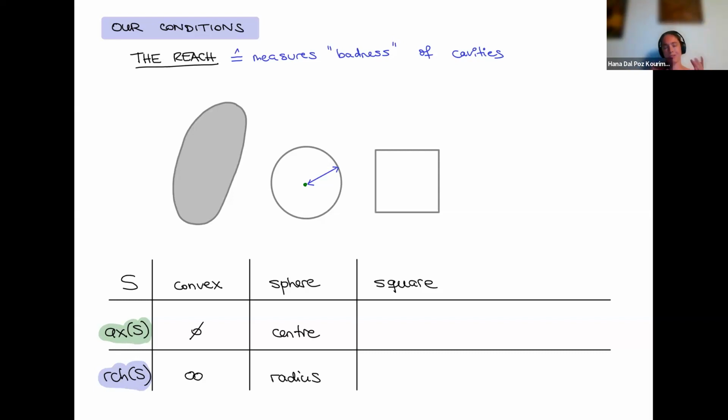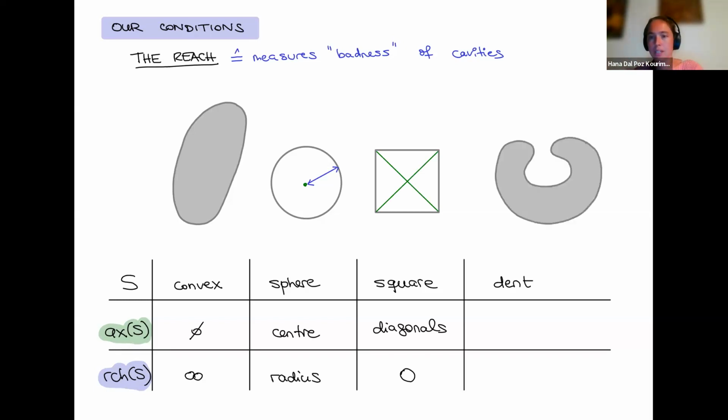Then we have the square. From a circle to a square, one would say, well, how much worse can it get? Actually, a square is one of the worst sets to consider in these terms, because the medial axis consists of the diagonals, and thus the reach is 0, because at the end of the diagonals, the medial axis actually touches the set itself.